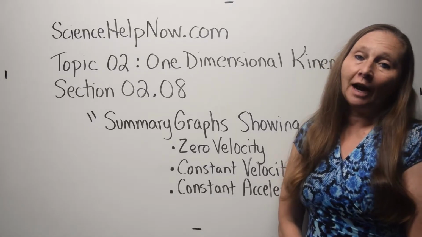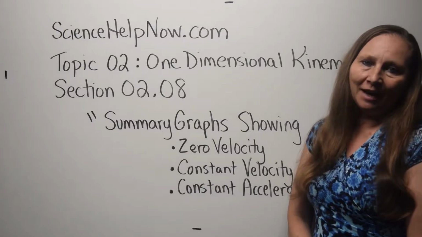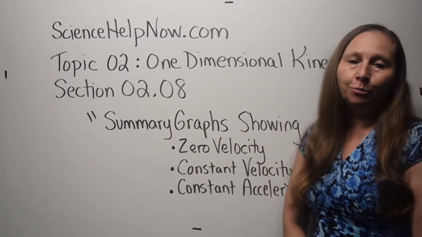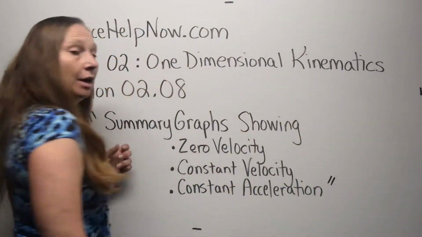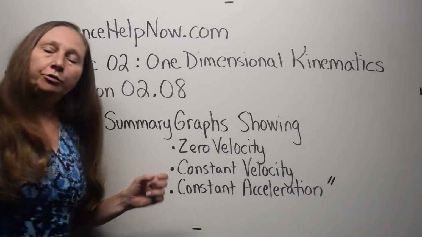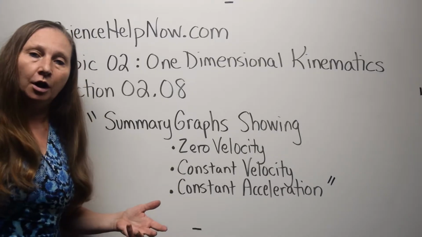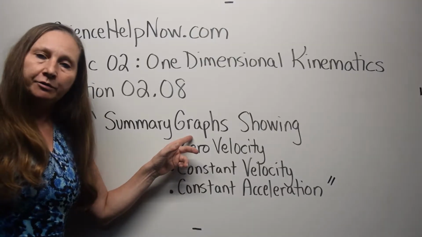This is the first year algebra-based physics course, Topic 2, One-Dimensional Kinematics. In section 2.8, I'll be summarizing how we can show the three different, very basic types of motion that an object may undergo on graphs.